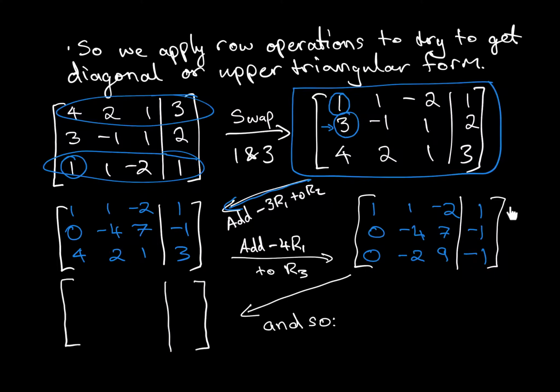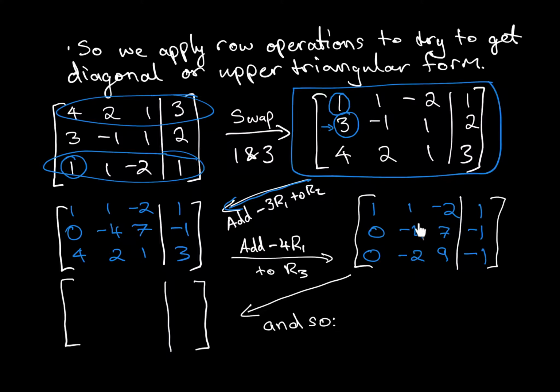Okay, so you should get the top row stays the same, the second row also stays the same. The only thing that changes is the third row, because I've added minus 4 row 1s to it. So you can see we get the 0 there, minus 2, 9, and minus 1. Notice that we are starting to see the upper triangular form here with the zeros.